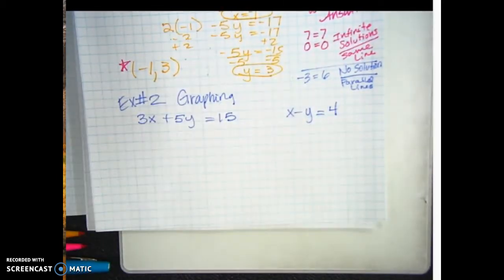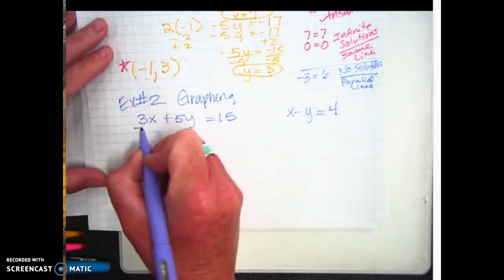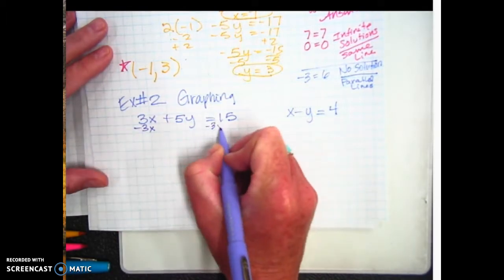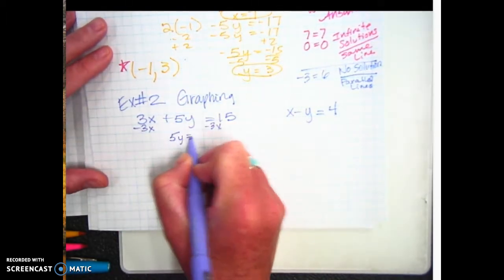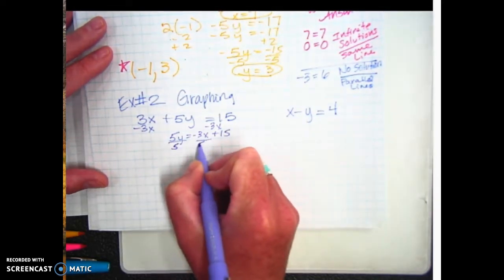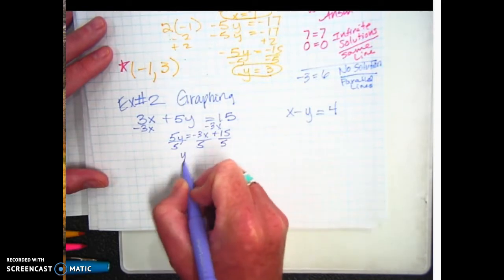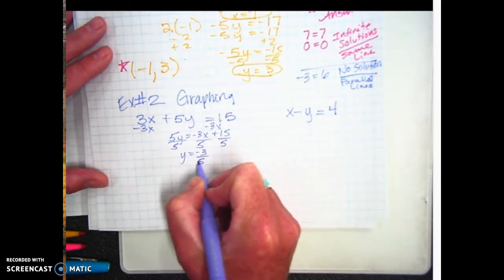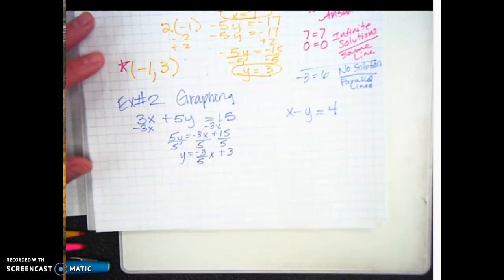Okay. Now, if your equations are given to you in slope-intercept form, it's pretty easy. But if they're not, you see how I wrote them side by side? That's so I have space underneath them to get the y by itself. So I have to subtract 3x, which leaves us with 5y equals -3x plus 15. Divide everything by 5. Then we get y equals -3/5 x plus 3.